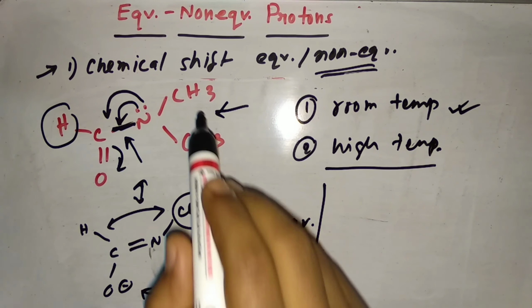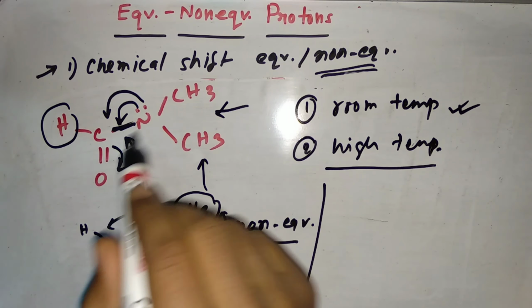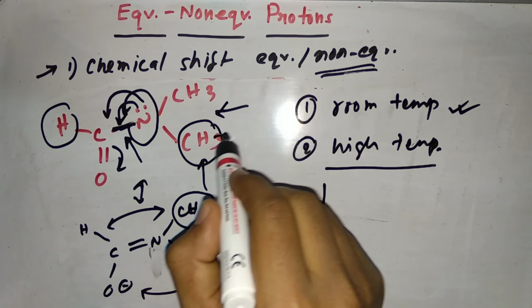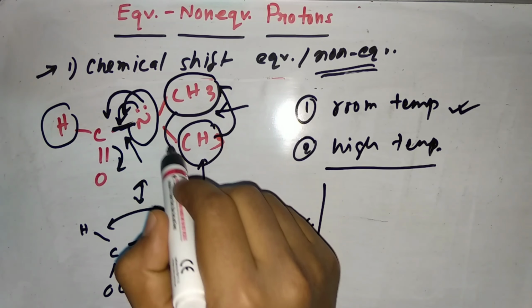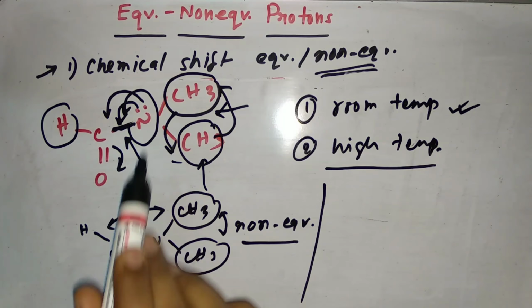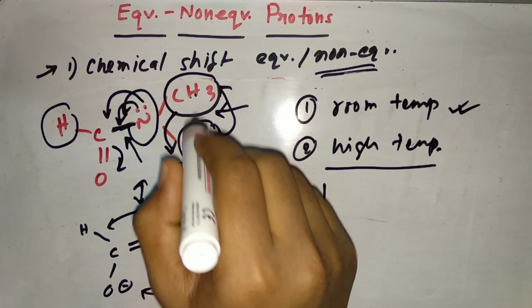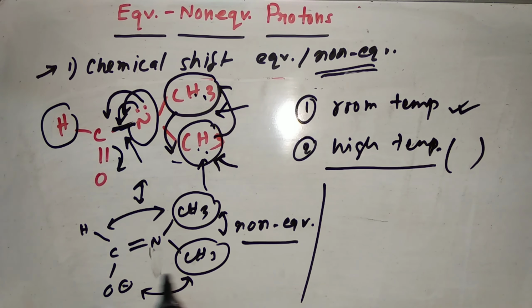very rapidly. That causes it to behave like a single bond, and then this bond easily rotates. Okay, so this methyl can go towards the right here, and this methyl will come here, in the position of this methyl, and that makes these two methyl groups chemically equivalent. So at high temperature this system is chemically equivalent, at low temperature it is chemically non-equivalent.